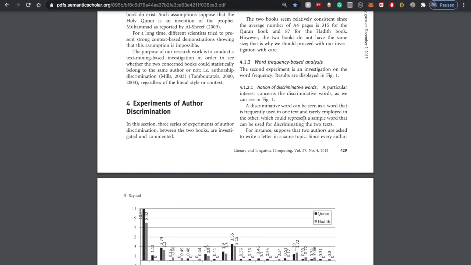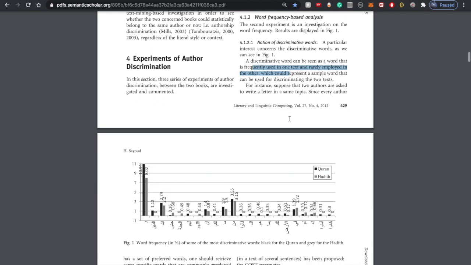These words are basically words that are frequently used in one text but rarely employed in the other, right? And what they write here is which could represent a sample word that can be used for discriminating the two texts, right? So it's important to understand that people have different styles of speaking, different vocabulary, and certain words which they often use. And even if you're trying to impersonate someone, these rules of stylometry will still apply, because you're still going to use the language that you're familiar with and that you unconsciously use, right? So these tests even work for that, and in this case, they're looking at discriminative words, which often indicate authorship.